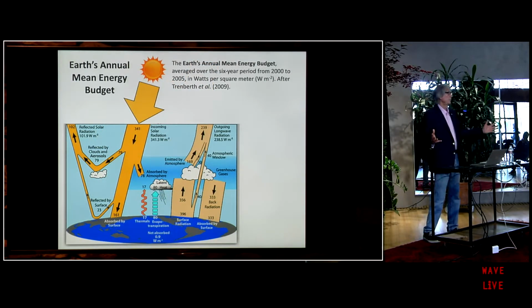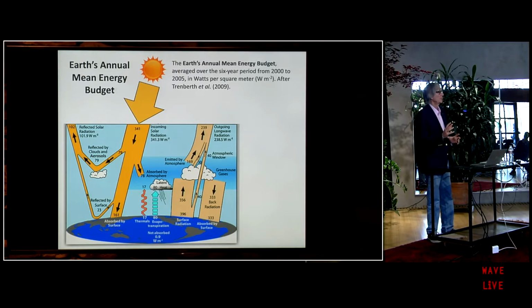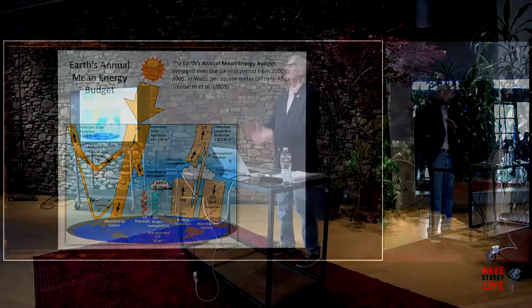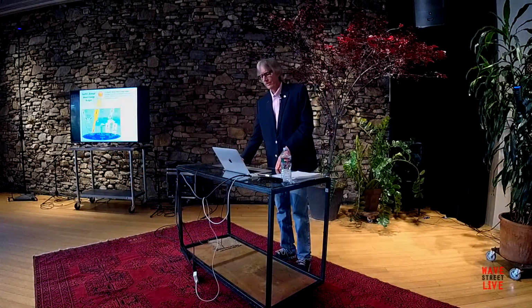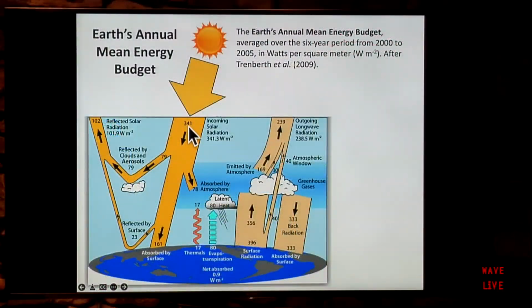And so what's a watt per square meter? Well, think about your 100-watt light bulb at home. Imagine all the heat and light coming from that projected on the ceiling on a 1 meter square. That would be 100 watts per square meter. So what you see here is we have incoming solar radiation of about 341 watts per square meter. Some of that is reflected off clouds and aerosols in the atmosphere, goes back out to space. Some is reflected from the surface, goes back out to space. Some is absorbed at the surface. Some is absorbed directly by the atmosphere.